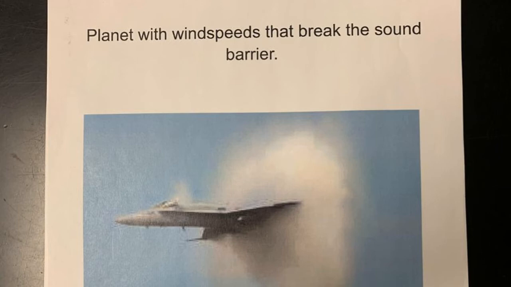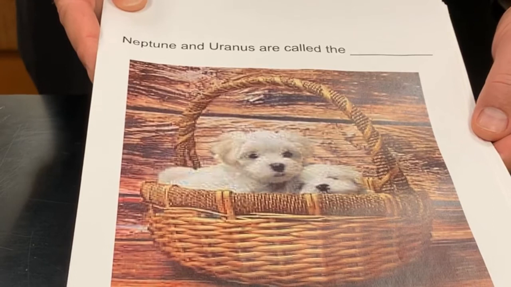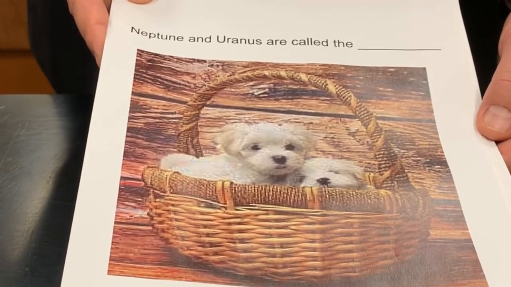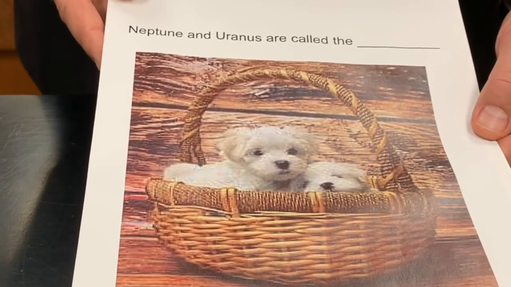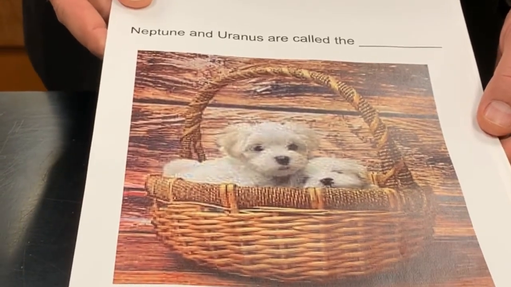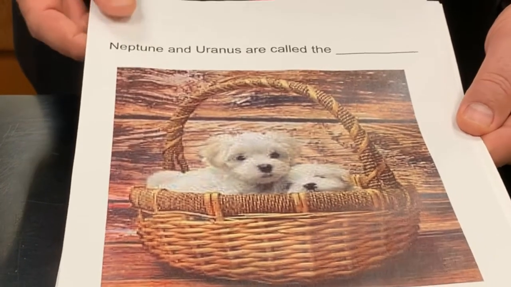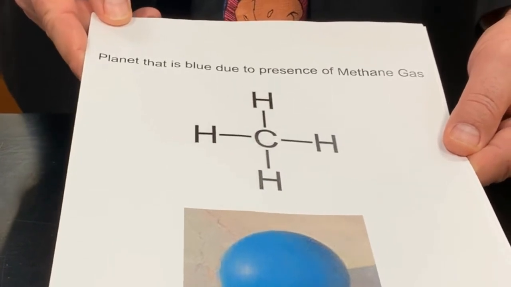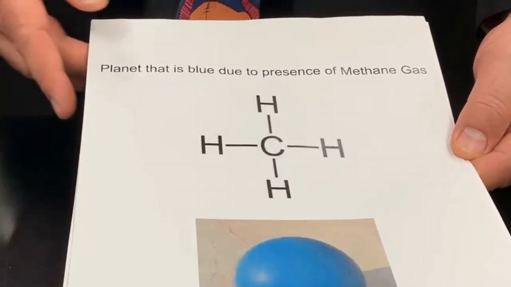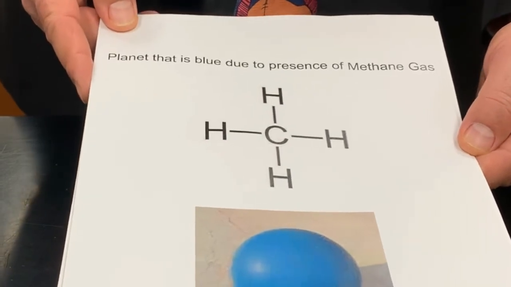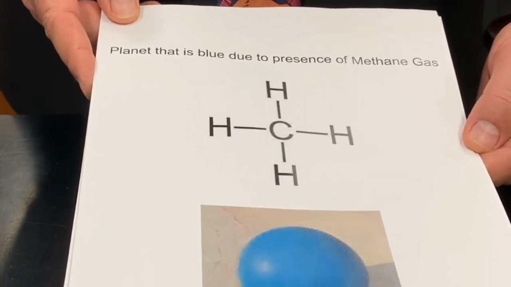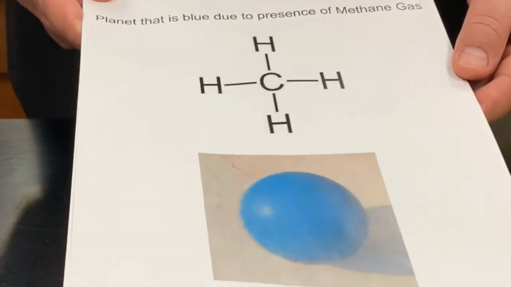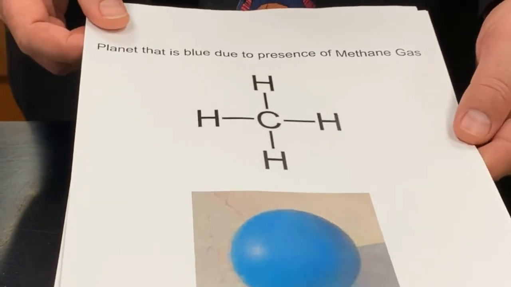Our next slide here today is we have Neptune and Uranus are called the what planets? They're called the twin planets because they're similar in shape and size and also in their makeup. Next, we have a chemical compound here. Planet that is blue, and it has the presence of methane gas, which leads to its blue color. And that is the planet of Uranus.